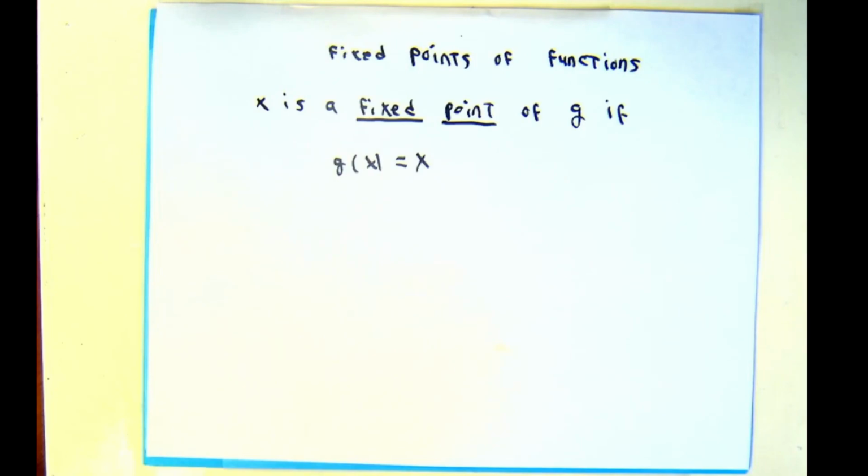If I have a function g and x is a number that obeys g of x equal x, we say that x is a fixed point of the function g. As an example, let's look at the function g of x equals (x squared plus 4) divided by 3x. Obviously, I need to stay away from x equals 0, but assuming I am not there, what kind of fixed points does this function have?